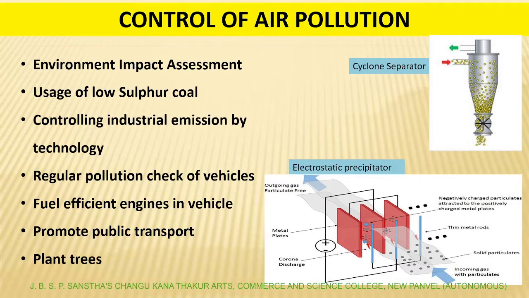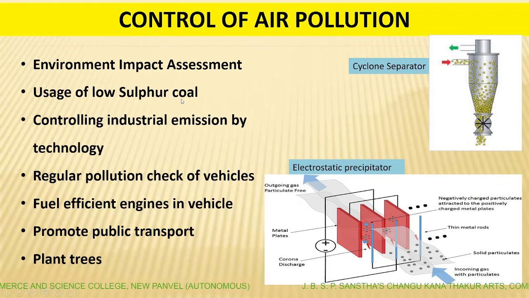We can control air pollution to a certain extent by following these measures. First, we need to do environment impact assessment. It is the method by which we analyze the impact of possible projects like industry, mining, etc. on the environment. So before any project is given approval, they are all screened on the grounds of environment. Second, since coal releases a high amount of fly ash in the environment, we try to use low sulfur coal.